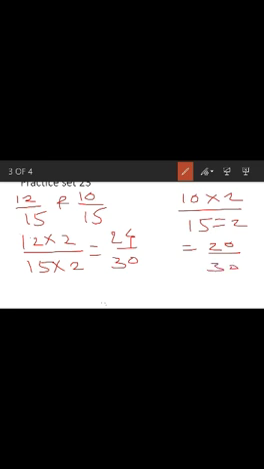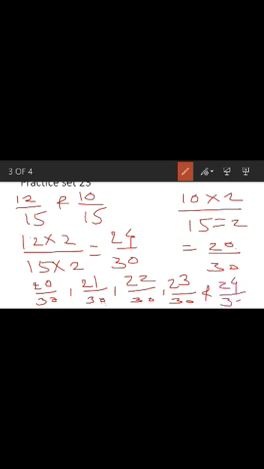Okay, now what we need to do? We need to find out the 3 numbers that lie between these two. That is 20 upon 30, then 21 upon 30, then 22 upon 30, 23 upon 30, and 24 upon 30. Now see, you got here 3 numbers. This is 1 number, this is second number, and this is third number. These 3 numbers lie between 4 upon 5 and 2 upon 3.